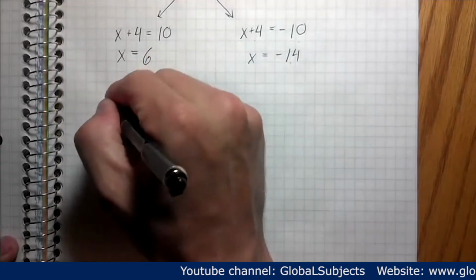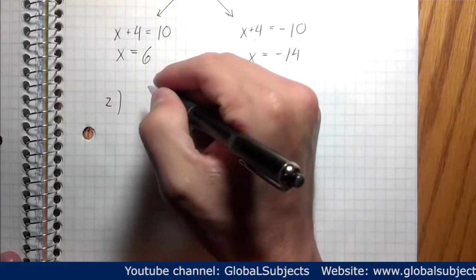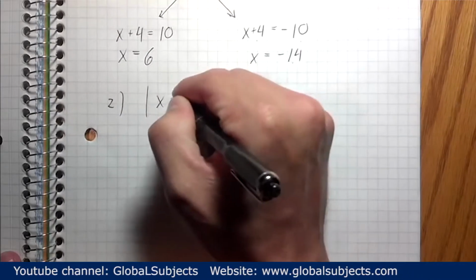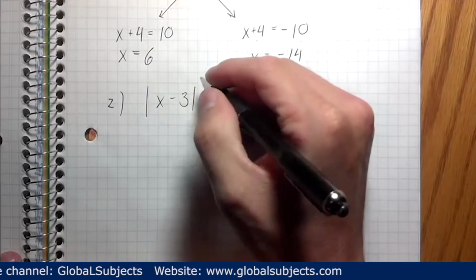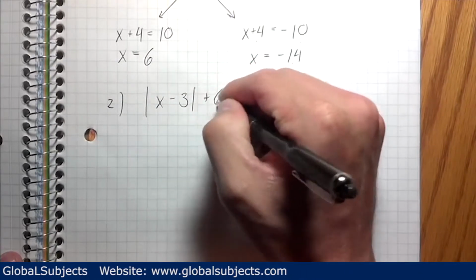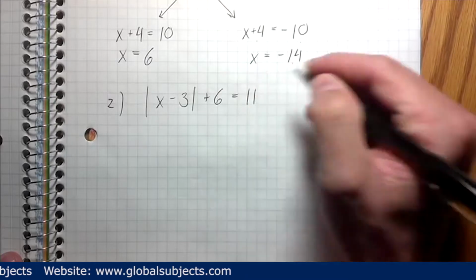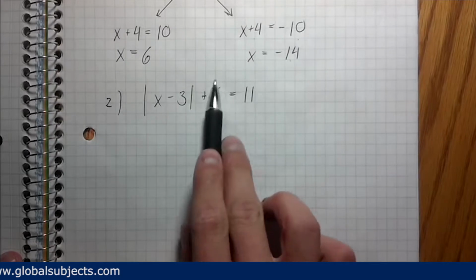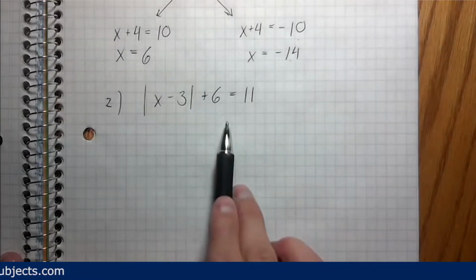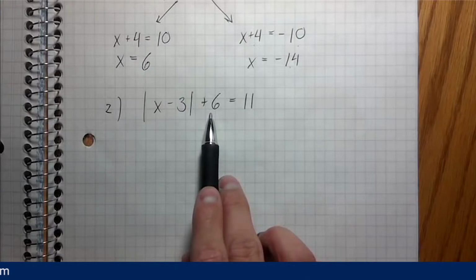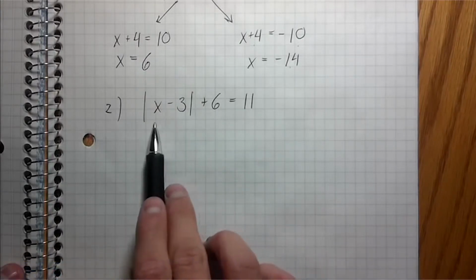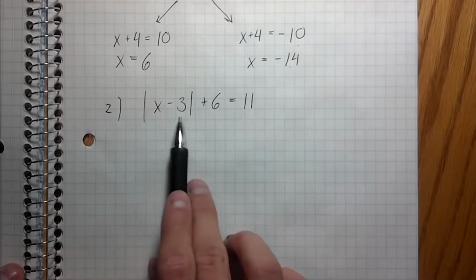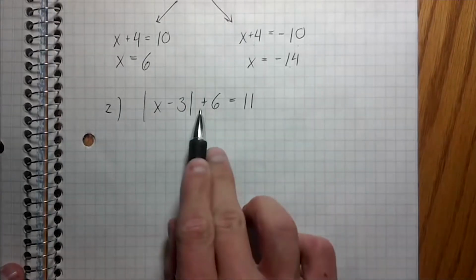The second example introduces a slight complication, but it's not much. The second example is the absolute value of x minus 3, plus 6, equals 11. The only thing different about this one is that you have to get rid of this 6 first, before you break it into the two equations. You need to make it so the only thing on the left side of the equation is the thing within the absolute value bars. So I'm going to subtract 6 from both sides.